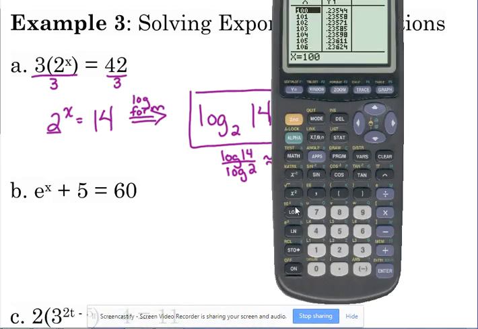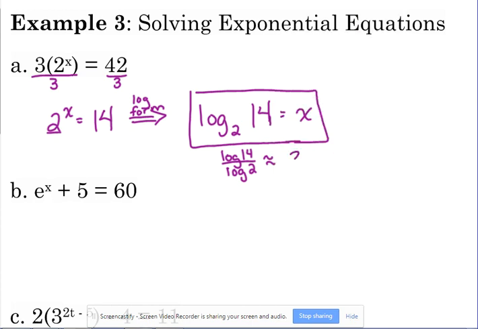approximately, don't need that. Nope, not the natural log. Common log of 14 divided by the log of 2. It's approximately 3.807.